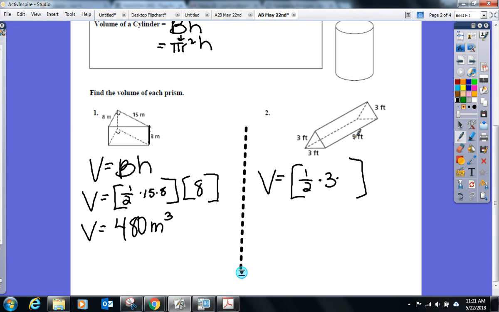Not 9. I'm not looking at 9 here. I'm looking at the height of that triangle. Thoughts on how I can find the height? Anybody know this edge? 3. All right, because they match. So I got 3, 3, 3. If I try to draw that out right now, 3, 3, 3, trying to find the height.